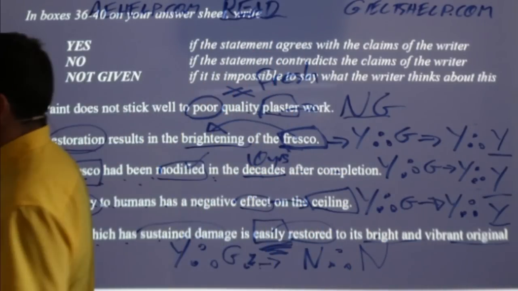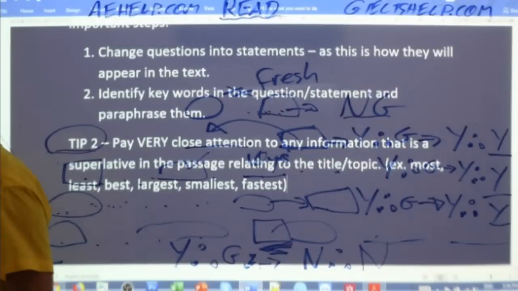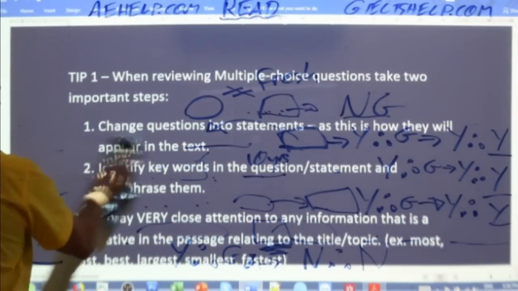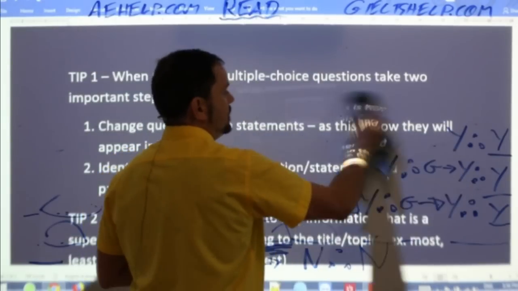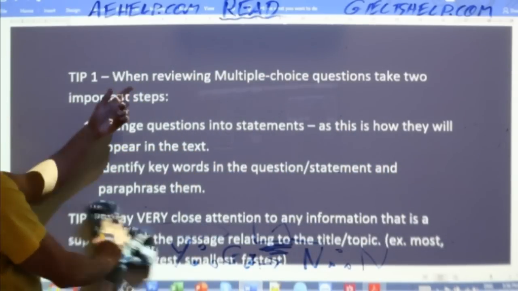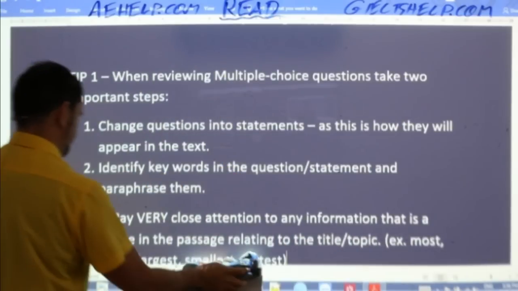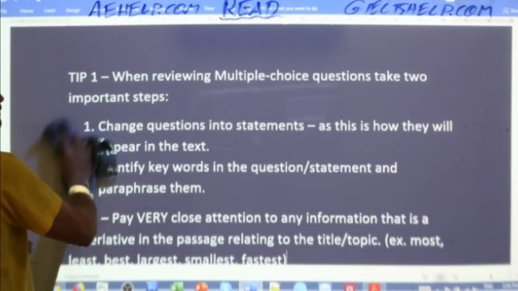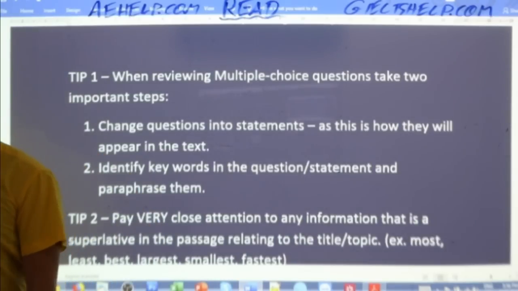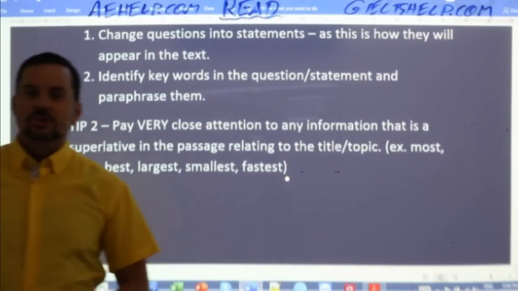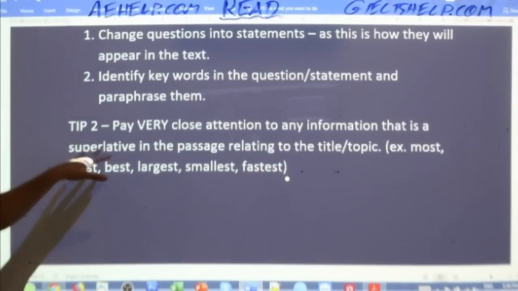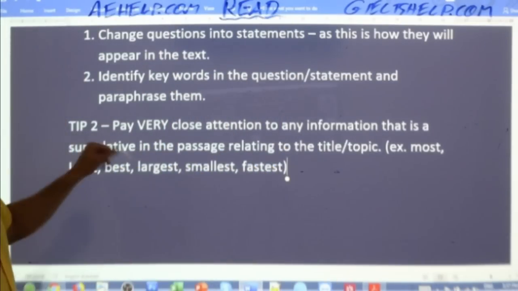Okay students, that is it for today's reading class. Remember the 2 important tips from today. Let me erase all of my markups so that you can see this clearly. Here we go. Tip number 1. When reviewing multiple choice questions, 2 important steps: change the question into a statement, and identify keywords and paraphrase them. And of course, when you're answering those questions, use your brain. Tip number 2. Pay very close attention to any information that's a superlative.